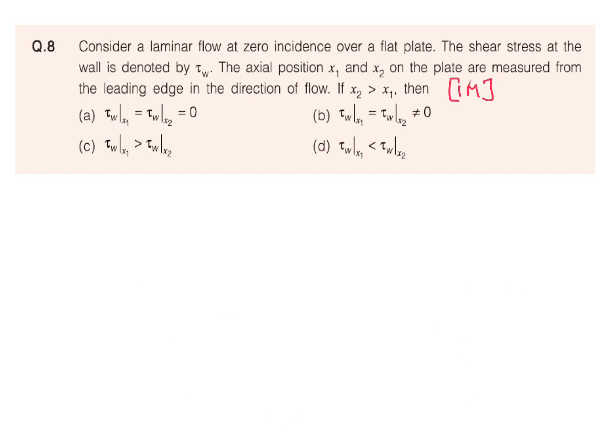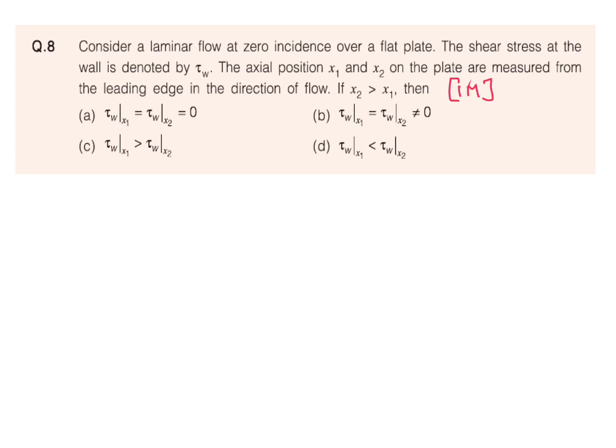Consider a laminar flow at zero incidence over a flat plate. The shear stress at the wall is denoted by tau W. The axial positions x1 and x2 on the plate are measured from the leading edge in the direction of flow, and x2 is greater than x1. Then we have to find out tau W at x1 and x2, which one is greater. Their relation we have to find.